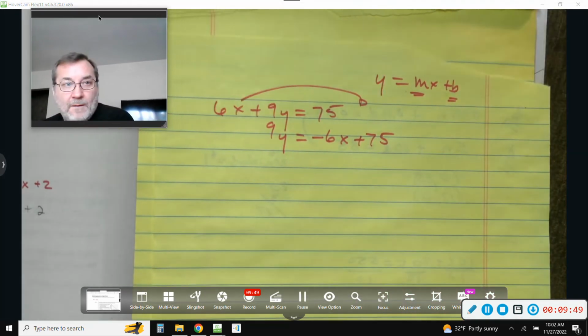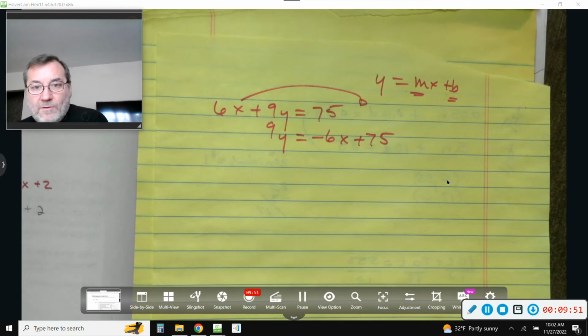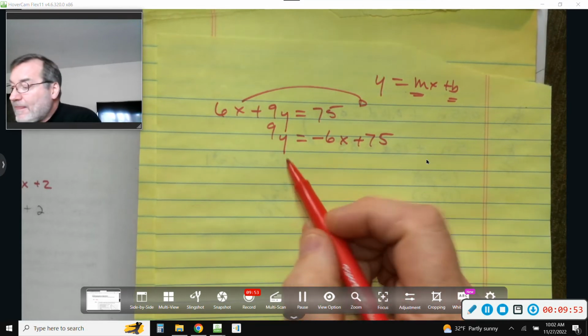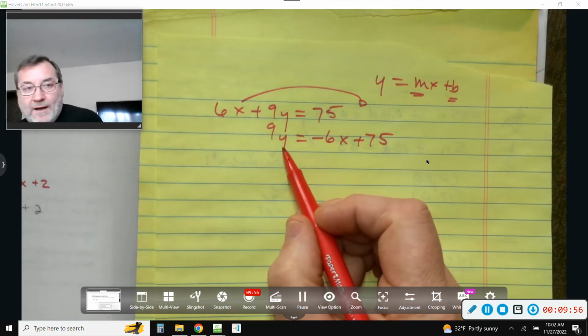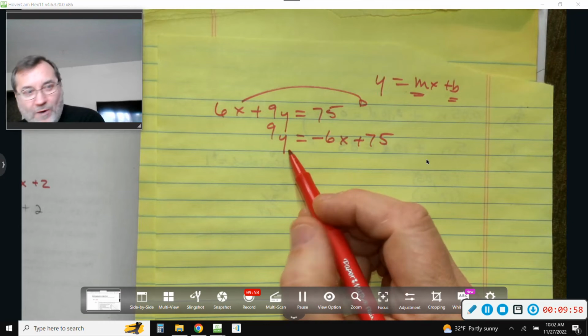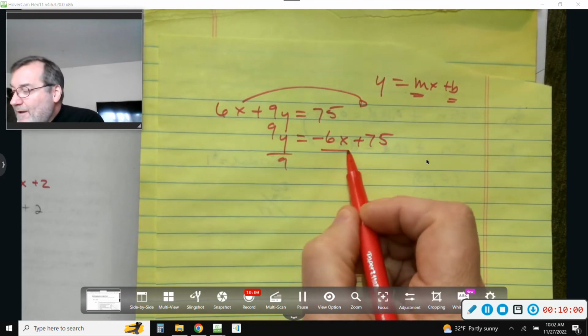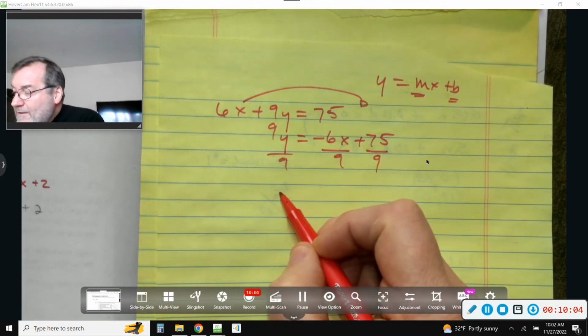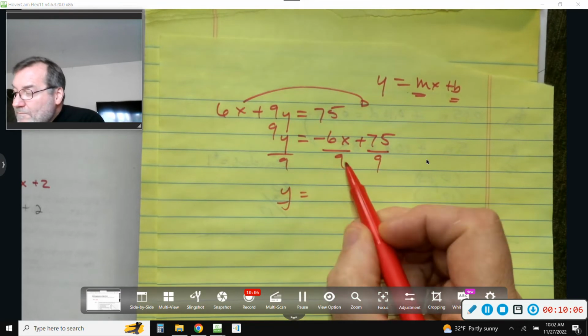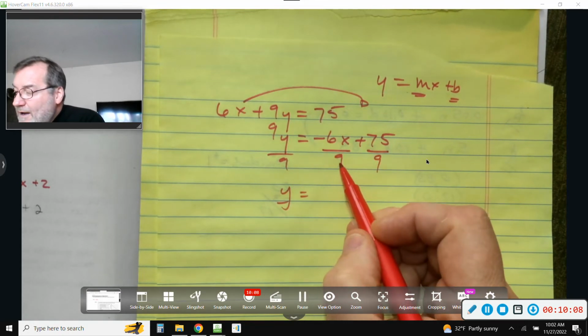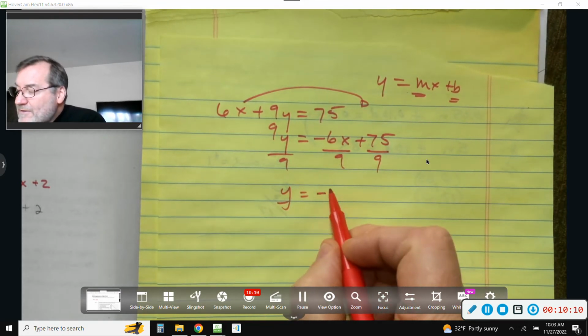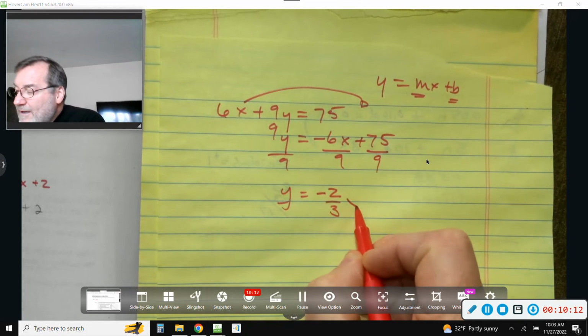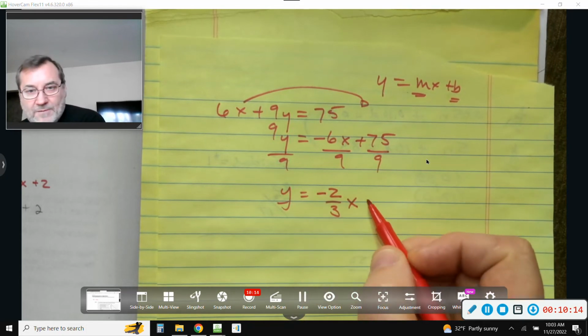All right, so what do we have now? Well, I have 9y. I don't want 9y's. I want 1y. So let's divide everything by 9. 9y divided by 9 is simply y. 6 divided by 9 is the same as 2/3. So that's a negative 2/3 x. I love fractions, so I keep it like that.